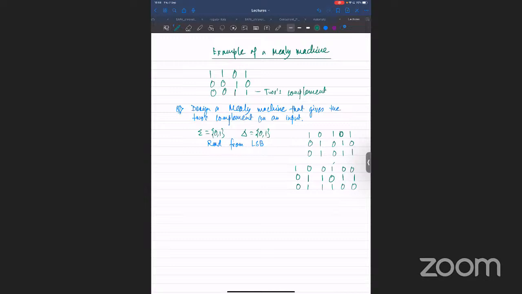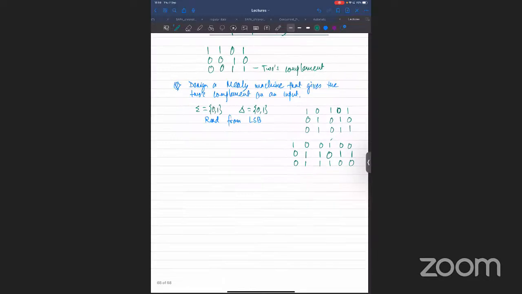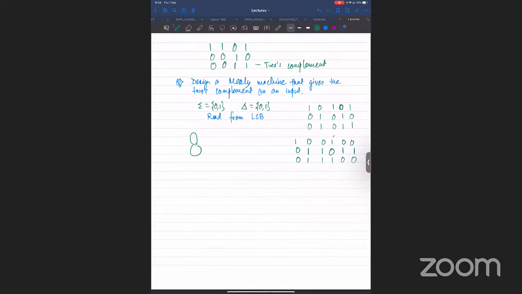Okay, so how can you draw this now? Can you draw it? Bikhan was saying that after the first one, everything gets complemented in the two's complement. So it's kind of easy. Whenever you are getting a 0, you keep on outputting 0. You get a 1, you output 1, but now you go to a different state.